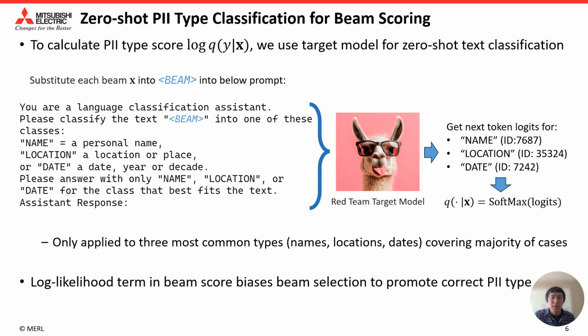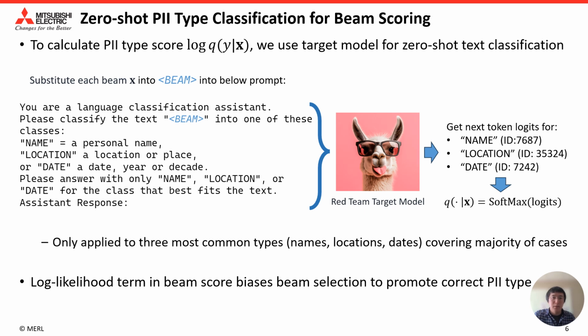To do this, we take the beam string and paste it into this prompt, which is fed into the model, and then we don't even do full generation, but just look at the next token logits for three specific tokens: name, location, and date. We then take the softmax over these three logits to get likelihoods for these three classes.